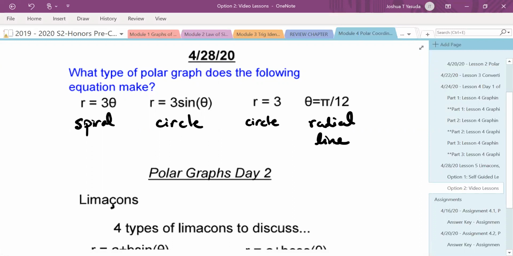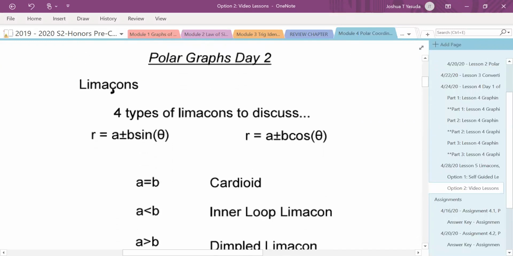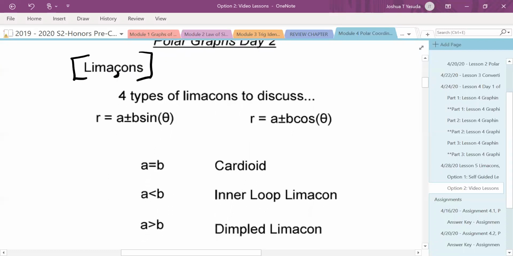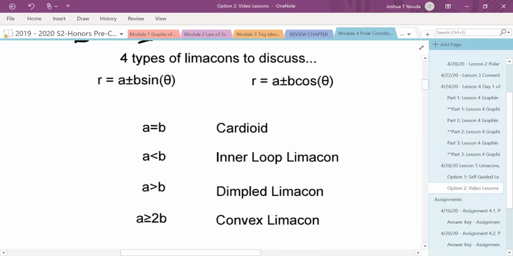That would be good. But we're going to start our first part of the day, which is going to be on limacons. It's got that weird thing on the C right there, that's why it makes that kind of sound. Limacons are a type of polar graph, and we have four types of them that we're going to discuss. So I've got the structure here of when a limacon occurs.